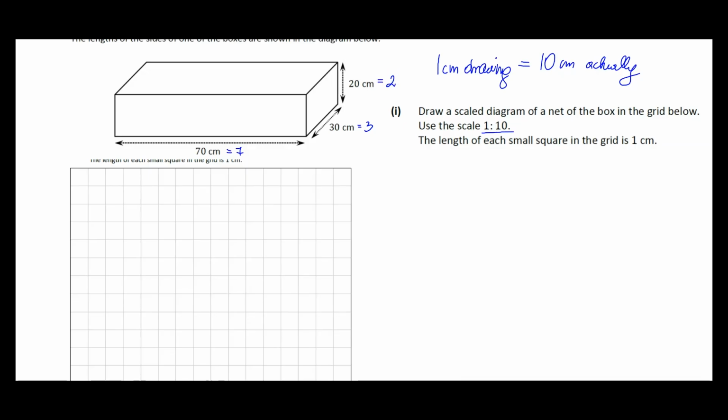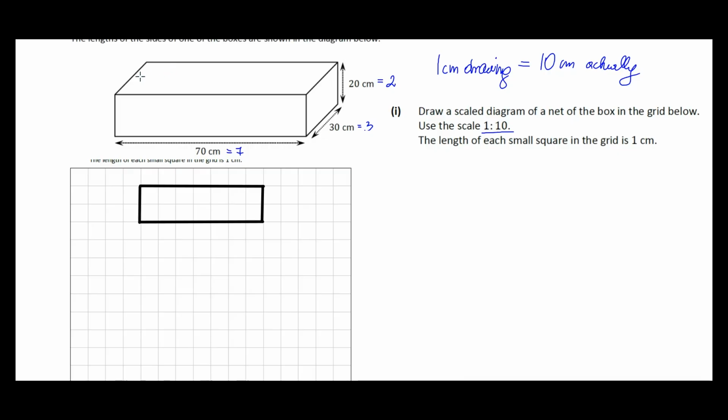So let's take a line, and then let's do 7 centimeters. Make sure you leave enough space. So we are going 1, 2, 3, 4, 5, 6, 7. Did I do 7? Yes. Okay. And then here is 20, so we go 2 down, and then 7 across. So we have the first face.